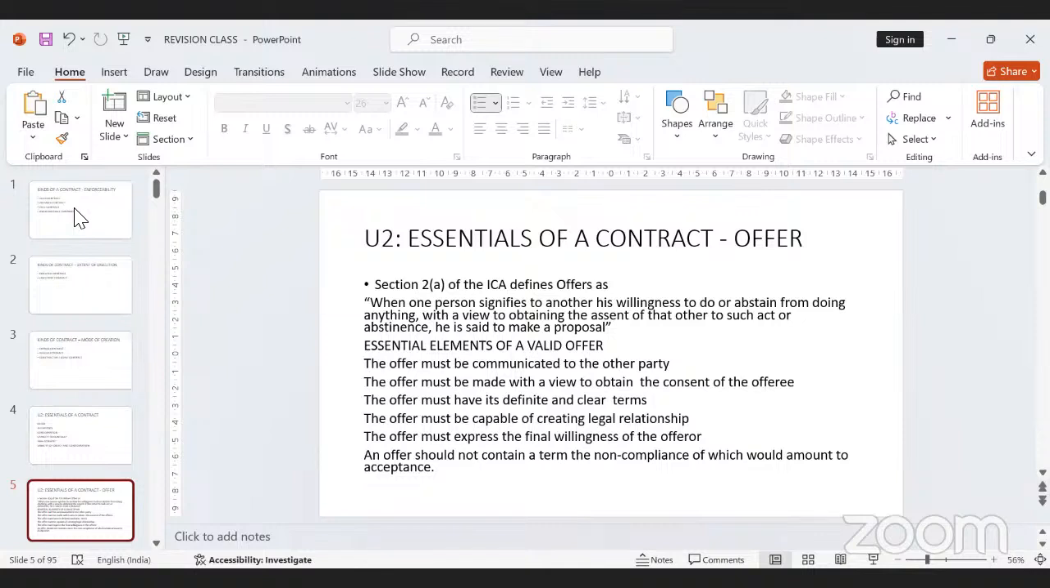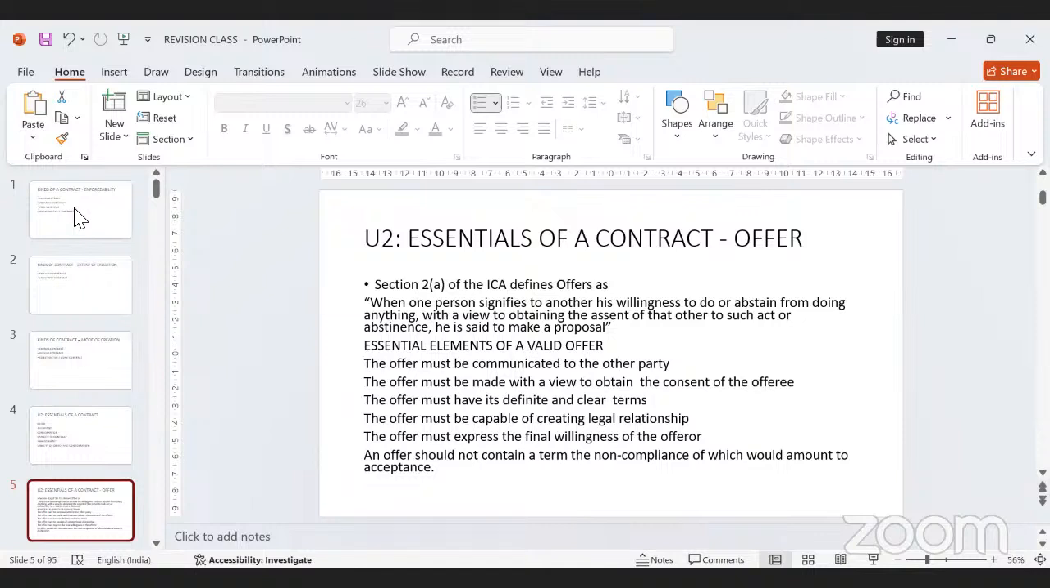Then the offer must be capable of creating a legal relationship. Offers should be like that. I gave you an example: if somebody invites you to come to their home for lunch, that cannot be called an offer because it cannot give rise to any legal relationship. That is just a social interaction.